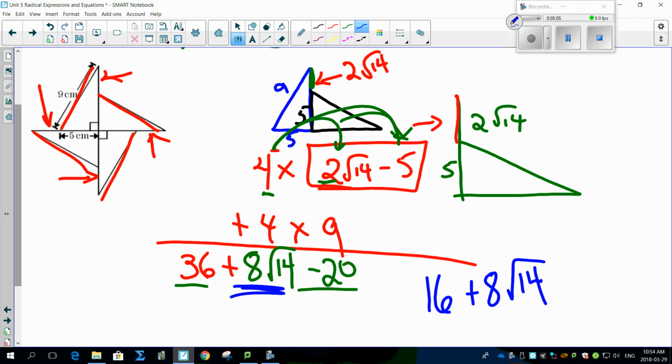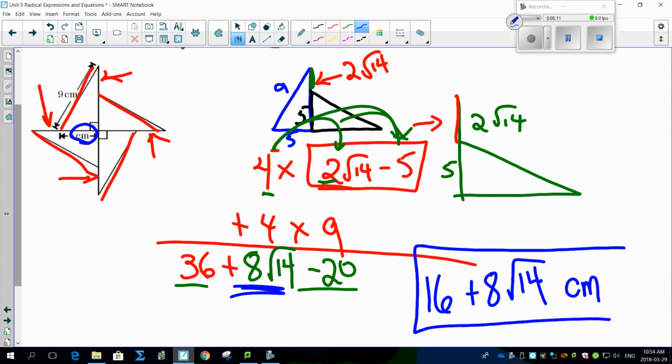And guess what? This is in centimeters, and your entire perimeter, of course, is in centimeters. And that's how you find the perimeter of that thing that kind of looks like a ninja star. Ooh, cool. Pretty cool question if you ask me.